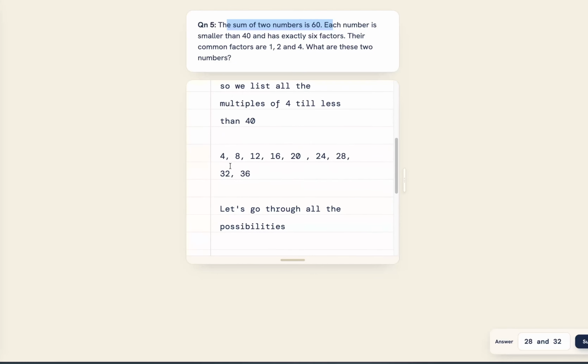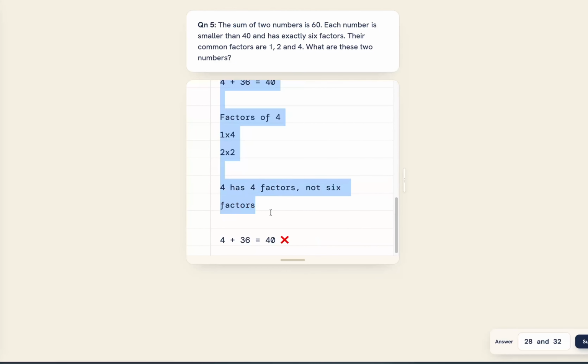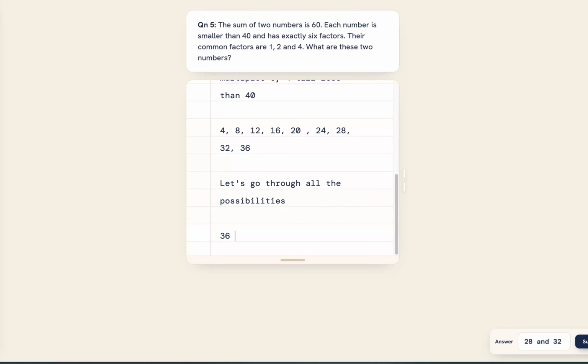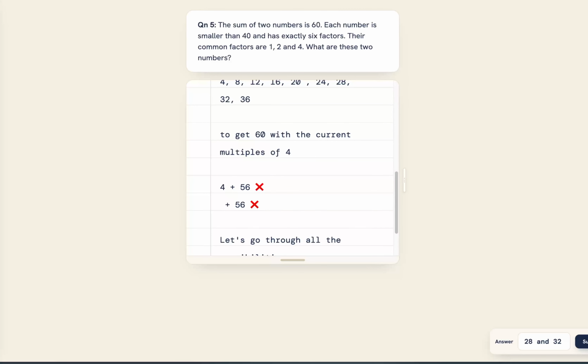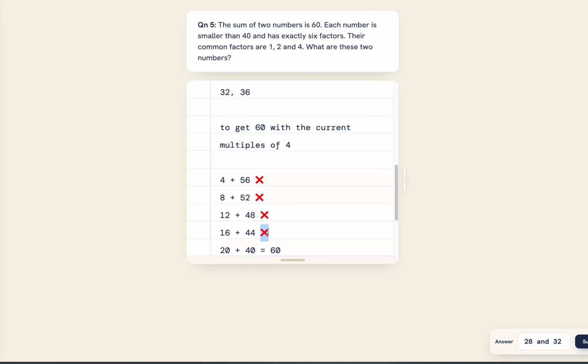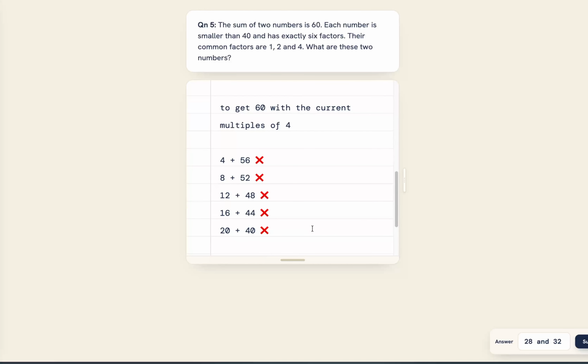So in this case, for 36 plus 24, right? For numbers, 4 plus 56 is not 60, 8 plus 52 is not, 12 plus 48 is not, 16 plus 44 is not, and 20 plus 40 cannot.